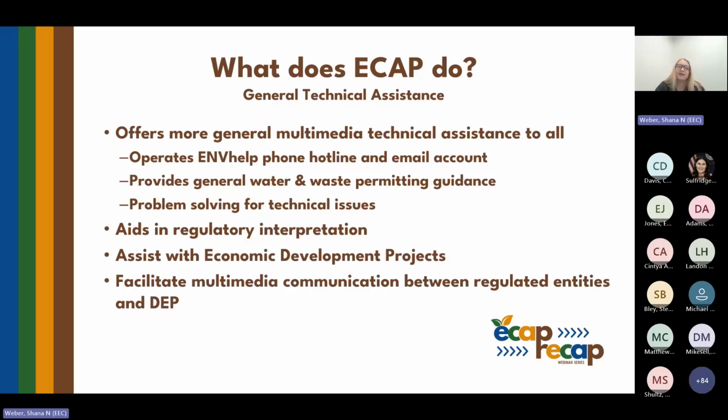We can also help facilities identify if any regulations are relevant, and we can recommend that they review certain regulations to see if they may be applicable to their facilities and their operations.